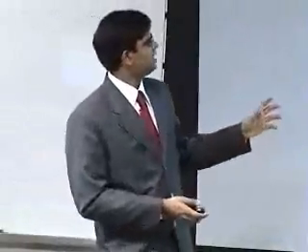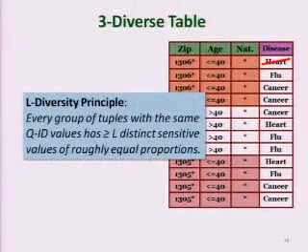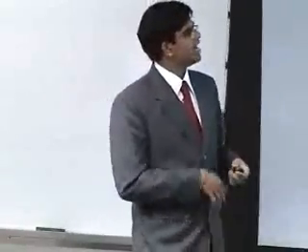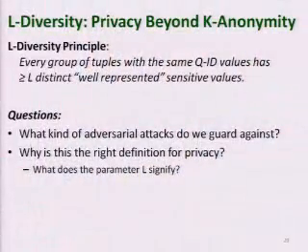And in general, a table is L-diverse if every group of tuples with the same quasi-identifier value has at least L distinct sensitive values of roughly equal proportions. And this simple sort of heuristic principle seems to guarantee the privacy that k-anonymity did not guarantee.